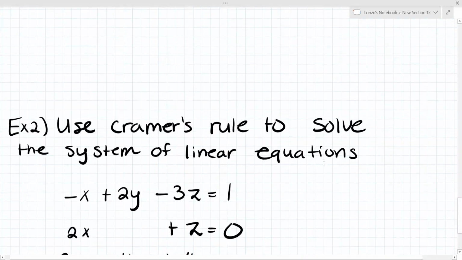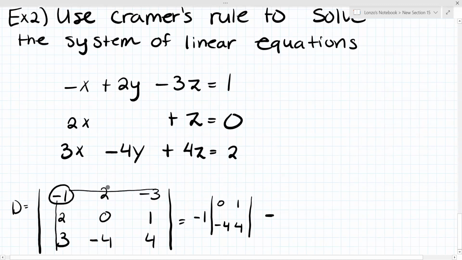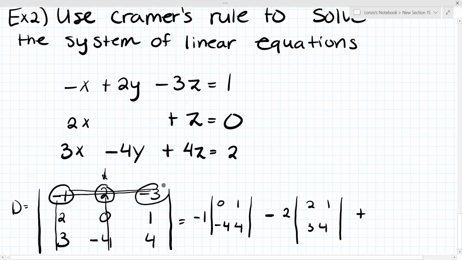So it's going to be minus, and then our second coefficient is 2. Do the same thing as with the -1: eliminate anything that has a column or row of this 2, not just a regular 2, but this 2. So you eliminate this row, this column, and then this row, right? What are you left with? 2, 1, 3, and 4. And then plus the last term, which is -3, so it's really just a negative. Eliminate any rows or columns that have this number: eliminate this row, this column, and this row. So you're left with 2, 0, 3, and -4.